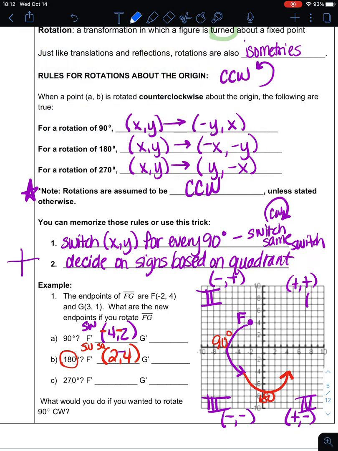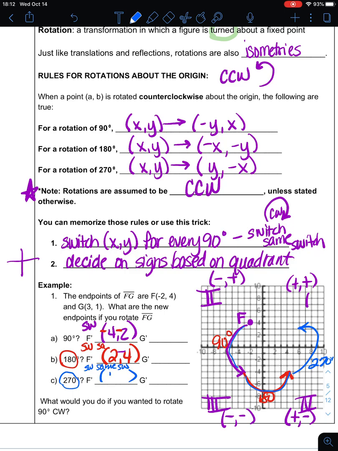Okay, and then let's do this last one while we're at it. We go 270 degrees, so I'm going to switch them. I'm going to keep them the same, and then I'm going to switch them again. Switch, same, switch. There's that 270 degrees. So every 90 degree quadrant you're going to go, you switch, same, switch.